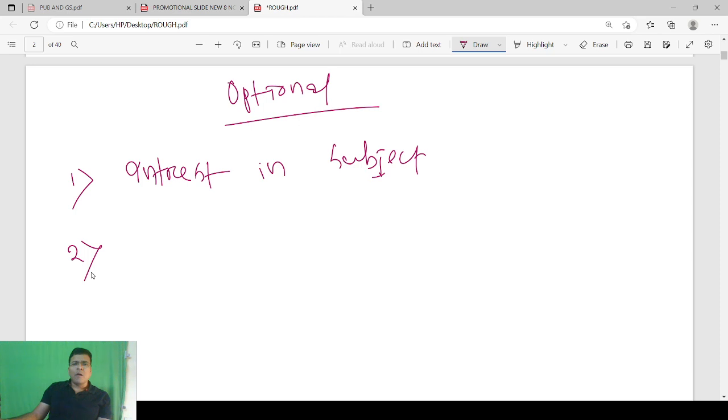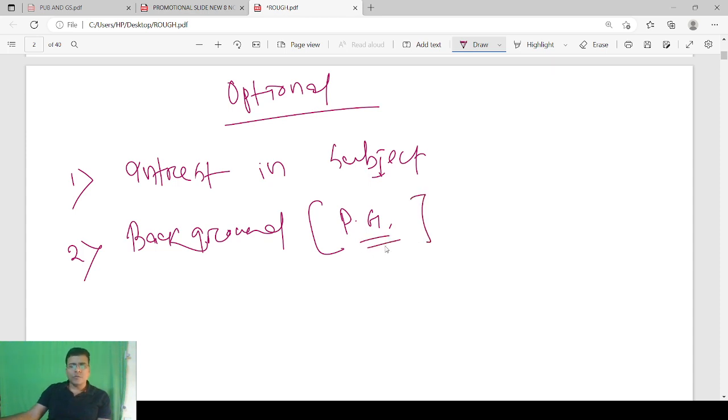Second is your background. Again, background matters, but not that much, because the syllabus is completely different. Your background means if you are doing post graduation, or PG, or some people pursuing PhD. So this is your graduation or post graduation subject.